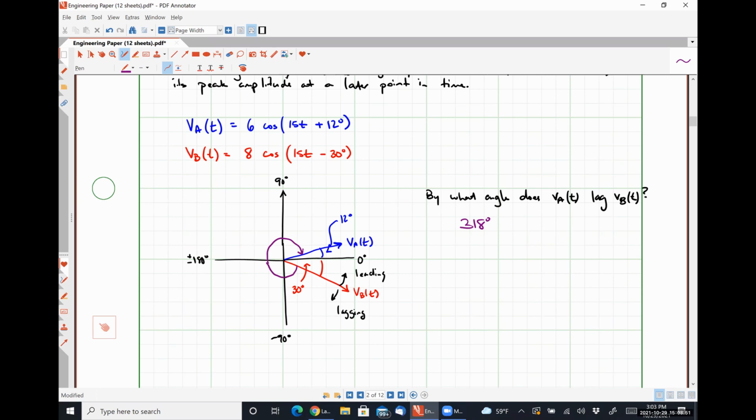All right. Have I beat you guys? Drew: So if the question was, what angle does VB lag VA? You would measure from VA going clockwise. Exactly right. And so we would see that it's 42 degrees. Yep. So we would go 12 degrees down to the horizontal axis and then 30 degrees more. 12 plus 30 is 42, and we're done. Absolutely correct.